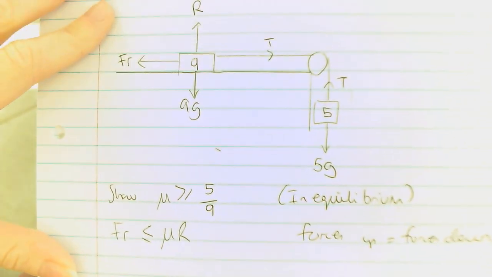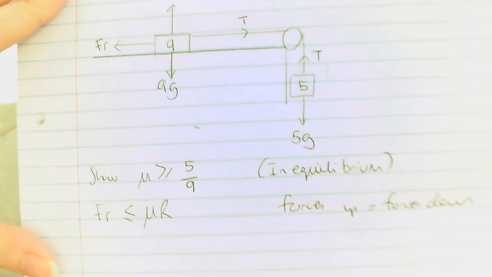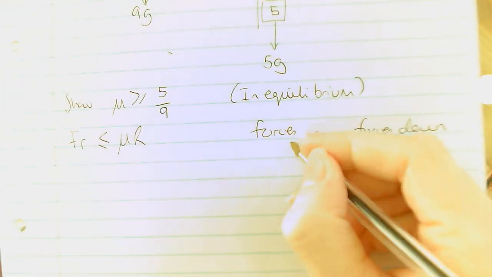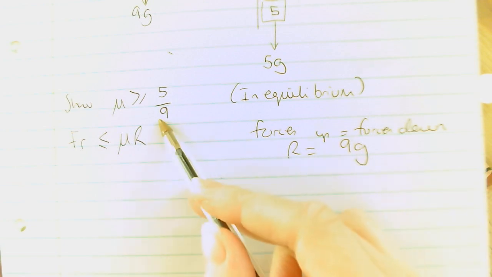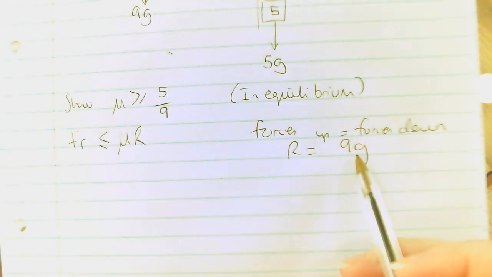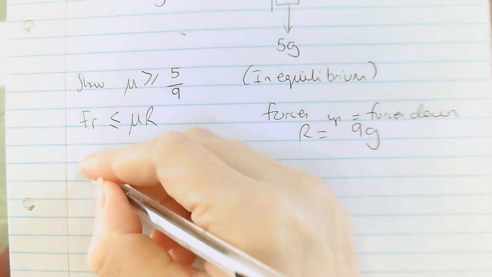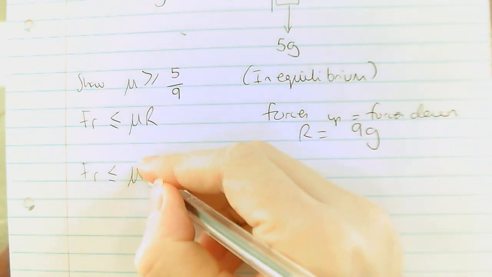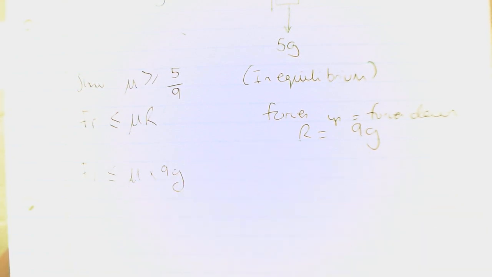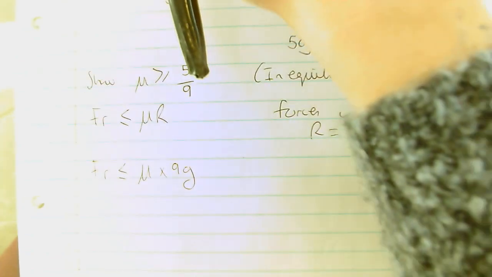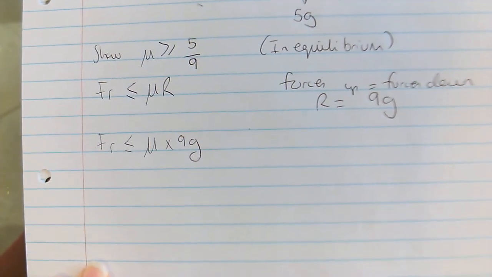So back to the diagram for this. So forces up is R equals 9G. I'm actually going to leave it as 9G because I've got a 9 in my answer there, so I'm thinking maybe the G's will cancel out later on. Okay, if I put this back into friction, I now have friction is less than or equal to mu times 9G. Okay, so we've got that part there.